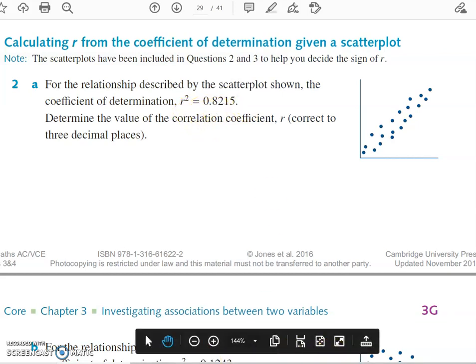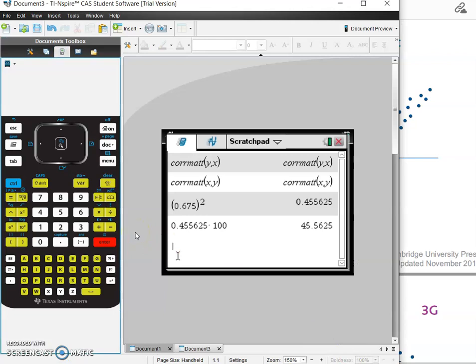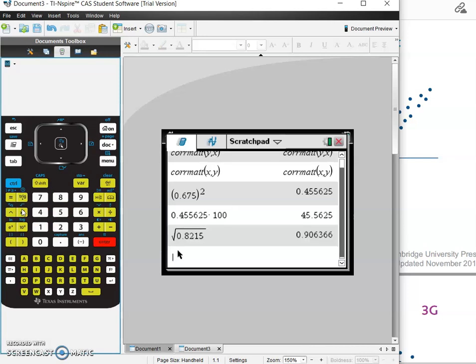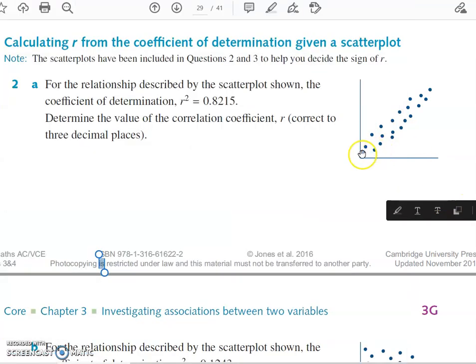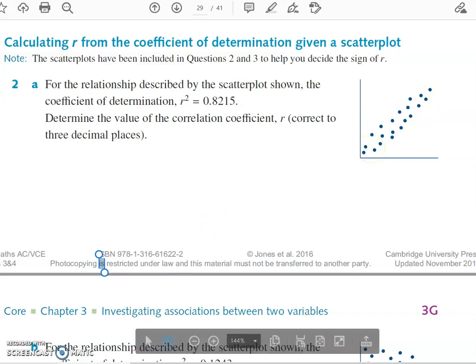So all you do is go back to your calculator and type in square root of 0.8215. I press enter, and you can see that the value is 0.906. That's our R value. Then we look at the scatter plot. We see that it's positive, so we say it's a positive 0.906.